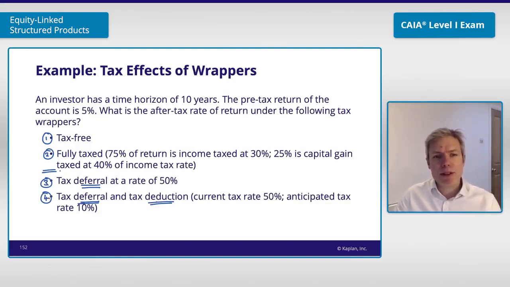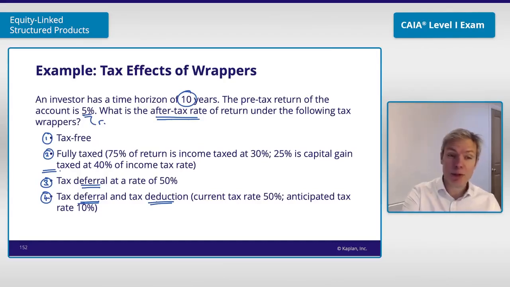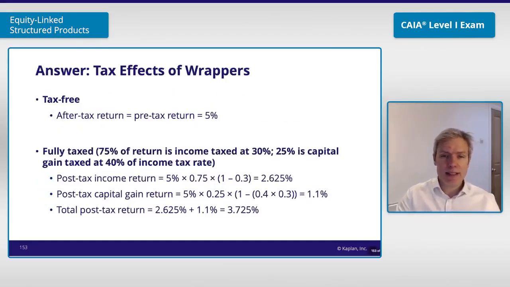An investor's got a time horizon of 10 years, so that's your N, if you like, your number of years. The pre-tax return in the account is 5%, so that's what we earn prior to any taxes. What is the after-tax rate of return under the following tax wrappers? Okay, so the first one is trivial, isn't it? If there's no taxes, our after-tax return is the same as the pre-tax return, which is 5%.